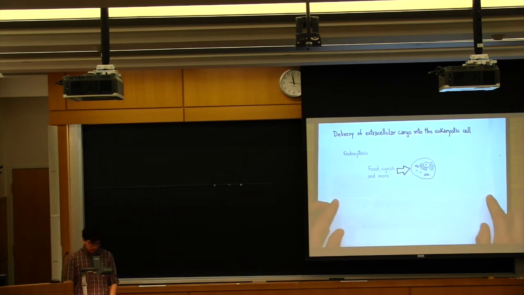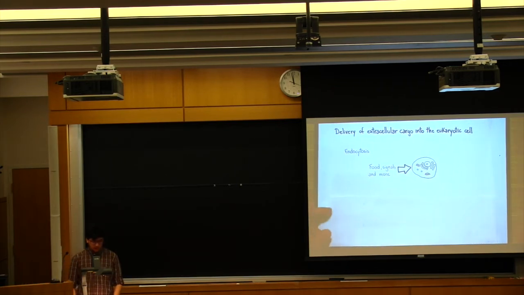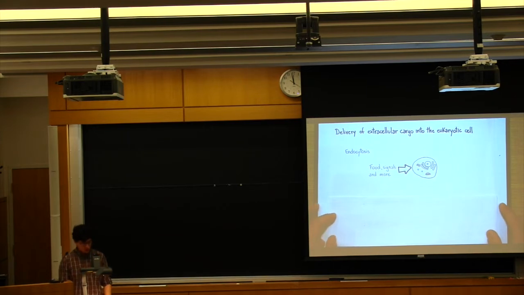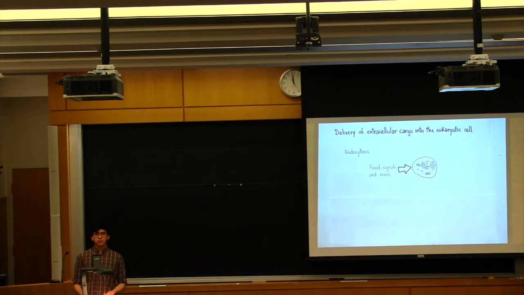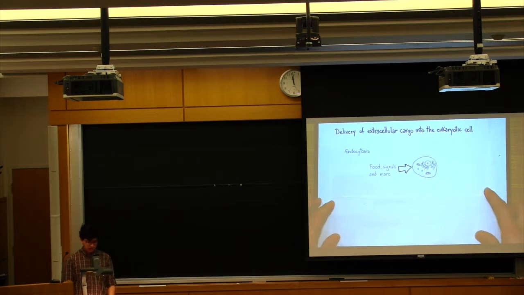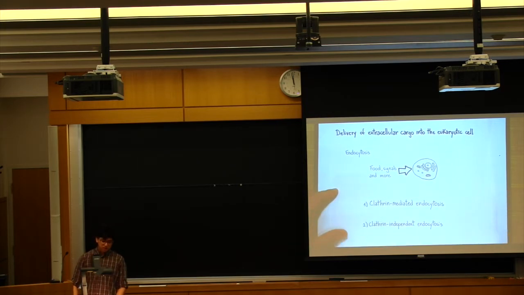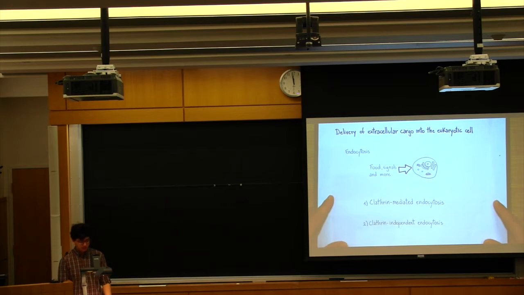So similarly to TGIF, the eukaryotic cell also needs food, signals, and more to get delivered inside for proper function, and it can be broken down into basically clathrin-mediated endocytosis and clathrin-independent endocytosis.